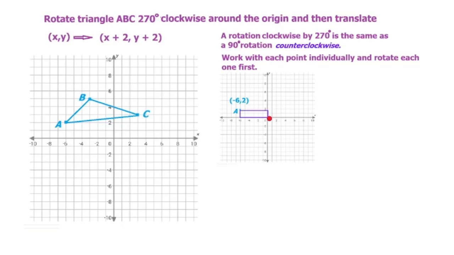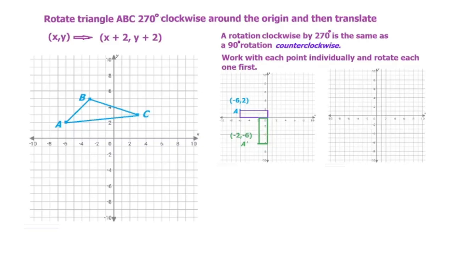Now we're going to kick this box counterclockwise by 90 degrees. So we're going to kick it down 90 degrees. You can imagine kicking it and it ends up like this. So this is attached here. We can see that this A ends up over here, A prime, and its coordinates are -2, -6. Now we do the same thing for the other points.